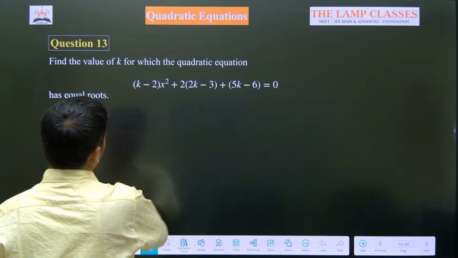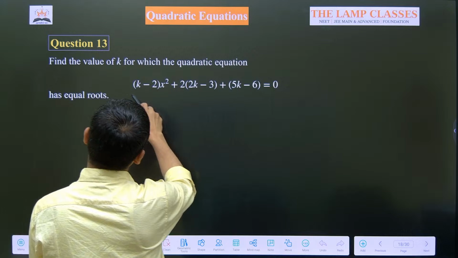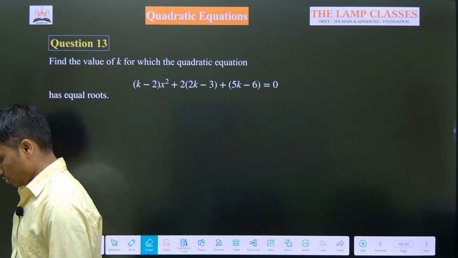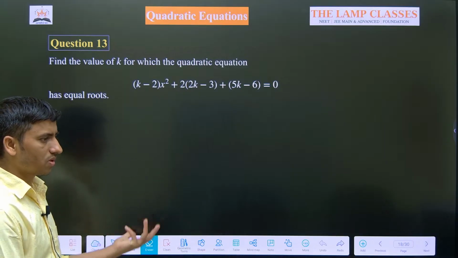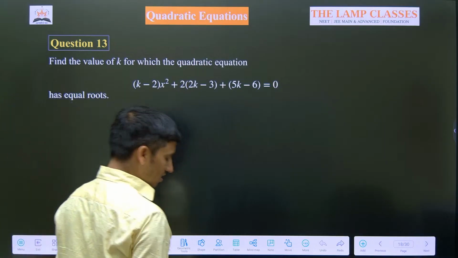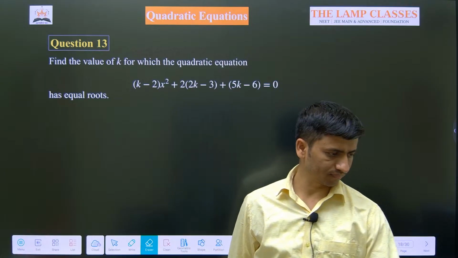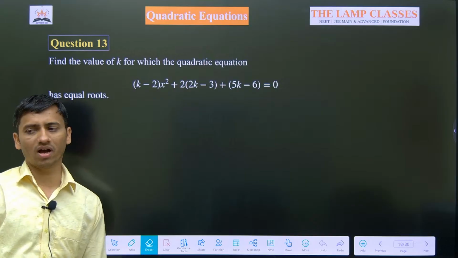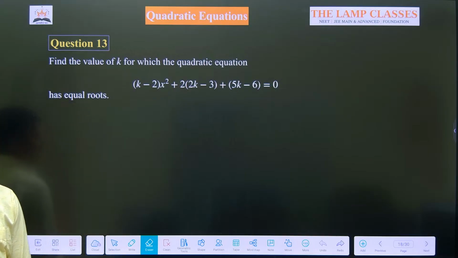Find the value of k for which this quadratic equation has equal roots. Similar concept-based, one more question, the only thing is the quadratic is a little bigger here. So the same question based on equal roots can be there for 2 marks, MCQ, 3 marks and 5 marks. It can come under any of these.